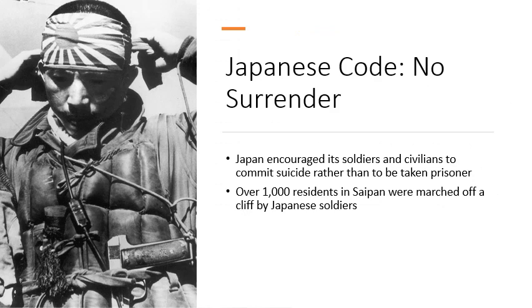The Japanese code was no surrender. They believed that surrendering was cowardly. Japan encouraged its soldiers and civilians to commit suicide rather than to be taken prisoner. So over 1,000 residents of Saipan were marched off a cliff by Japanese soldiers. This shows how extreme they were willing to go. The town was captured. They were getting ready to get taken over by the United States. And so rather than surrender, Japanese soldiers forced people to commit suicide, forced them to die, and then the soldiers fought to death or committed suicide themselves. So they considered it cowardly, so they treated prisoners of war horribly.